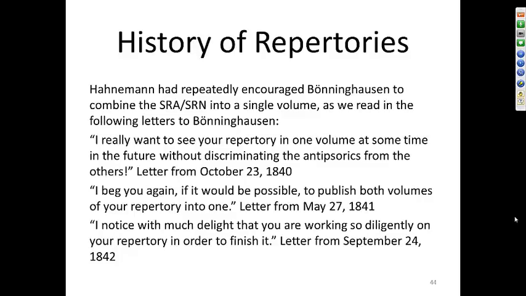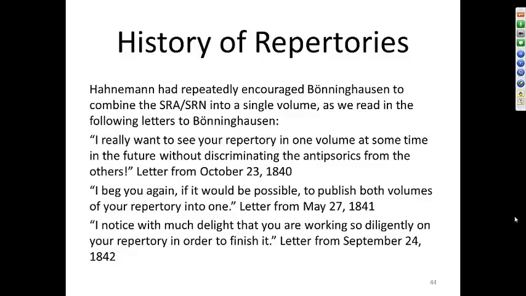And then again on May 27th, 1841, he writes, "I beg you again if it would be possible to publish both volumes of your repertory into one." And then finally, not too long before he passes away, he dies in 1843, on September 24th, 1842, he writes, "I notice with much delight that you are working so diligently on your repertory in order to finish it."